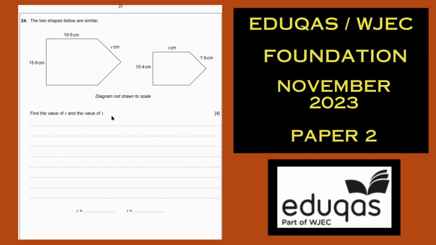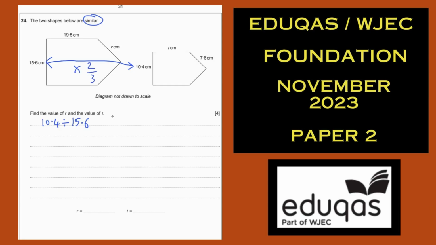Number 24. It's all about scale factor. If they are similar, there is a multiplier or a divide, depends on which way around you want to go. The side we have in common is the left-hand side. Best to work out a multiplier by doing a divide. 10.4 divided by 15.6. I get the multiplier of 2/3.